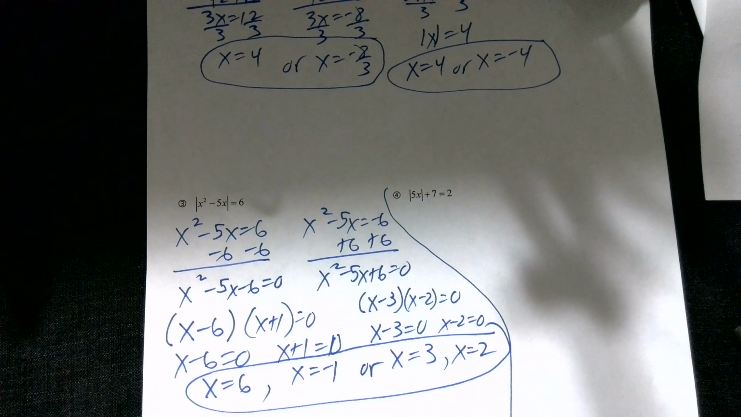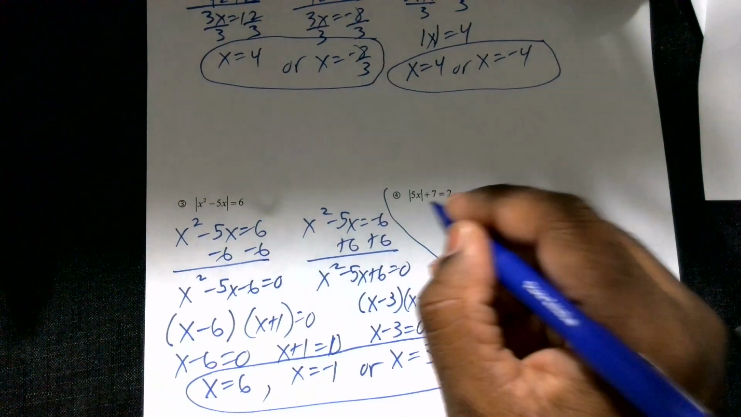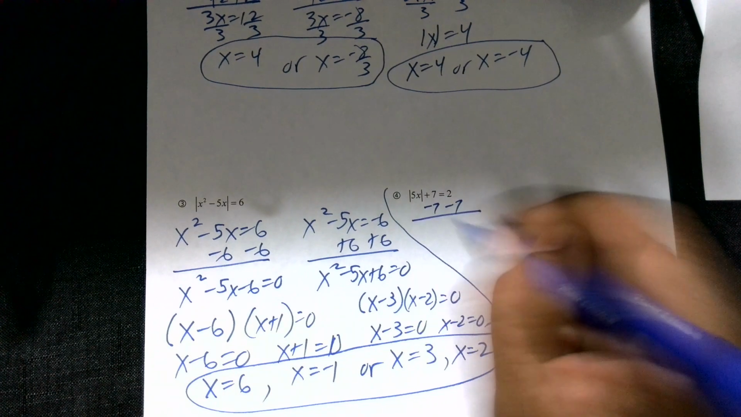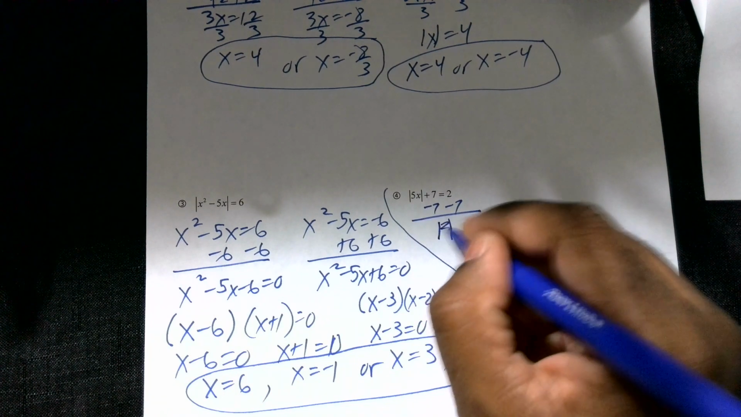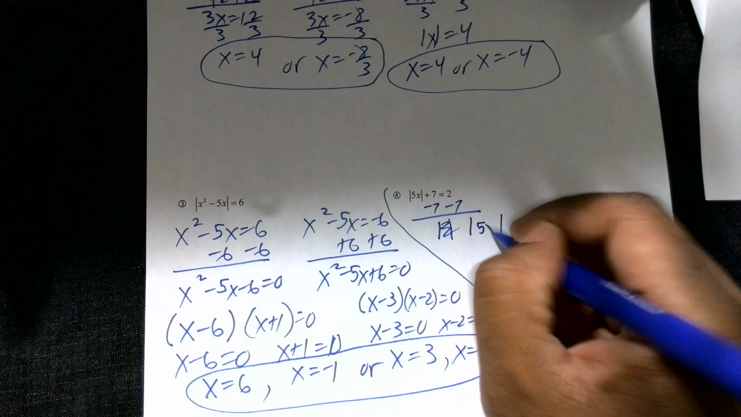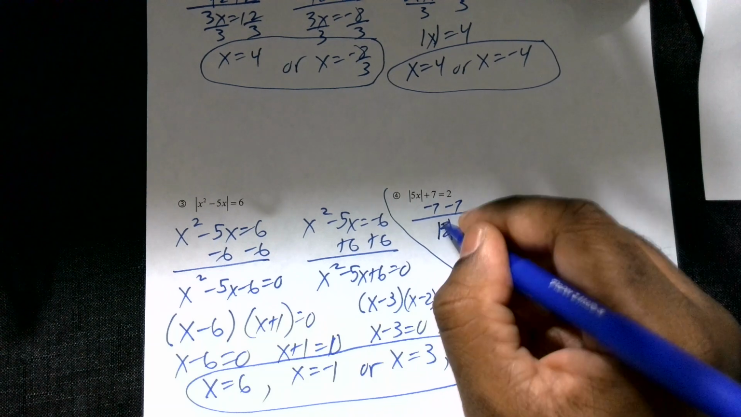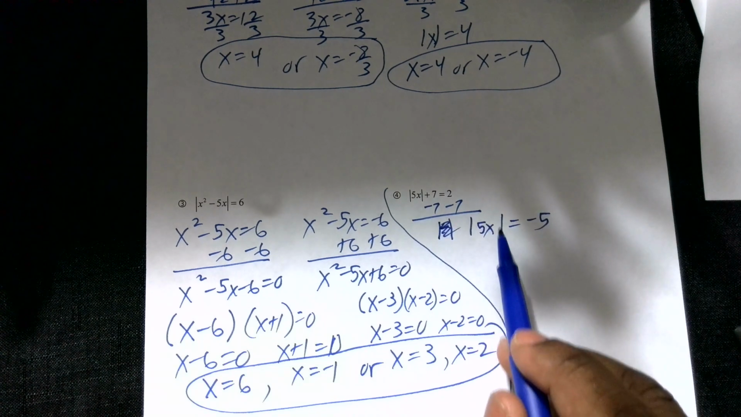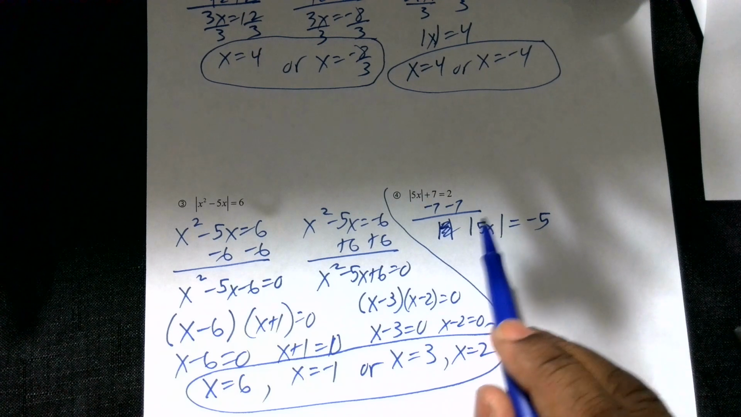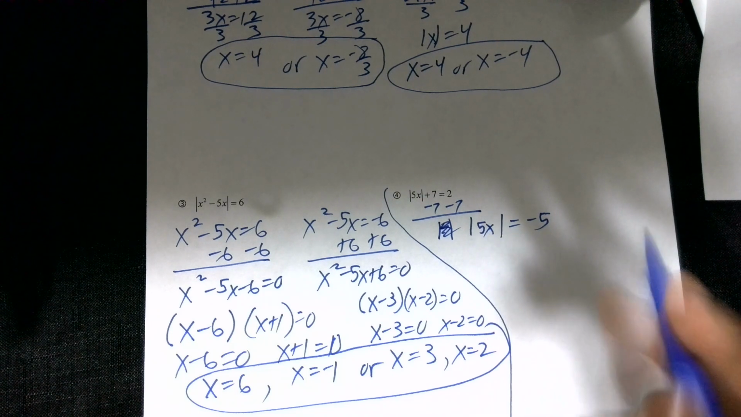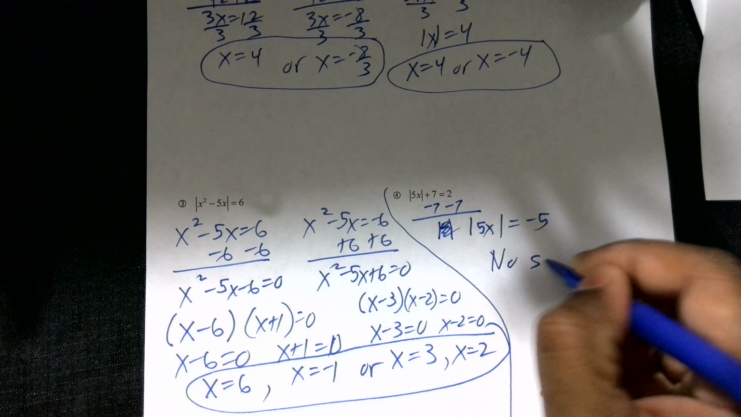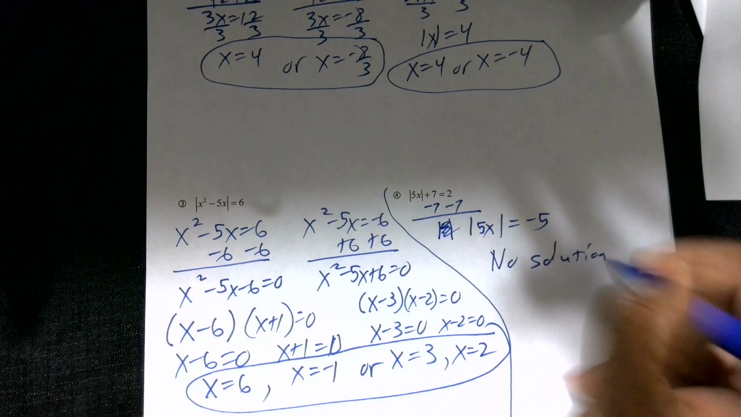Now we go here to problem number 4. We will subtract 7 on both sides. So we will have the absolute value of 5x is equal to negative 5. Now we can stop here because no matter what we put in this absolute value, it would not give us a negative 5. So your answer here is no solution.